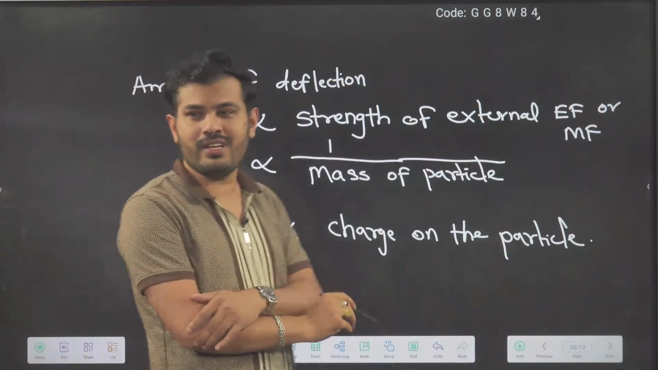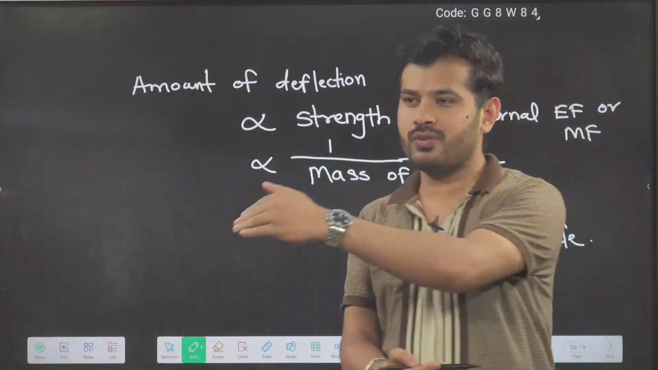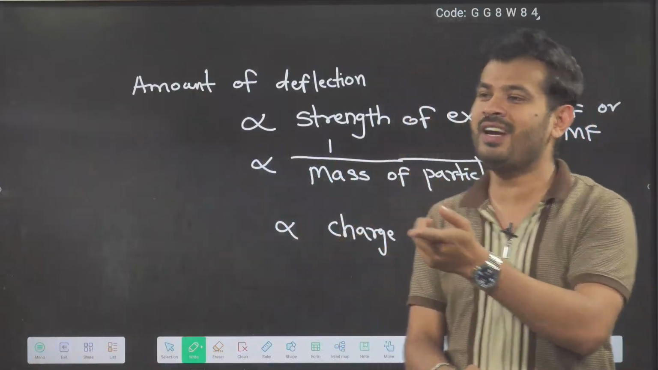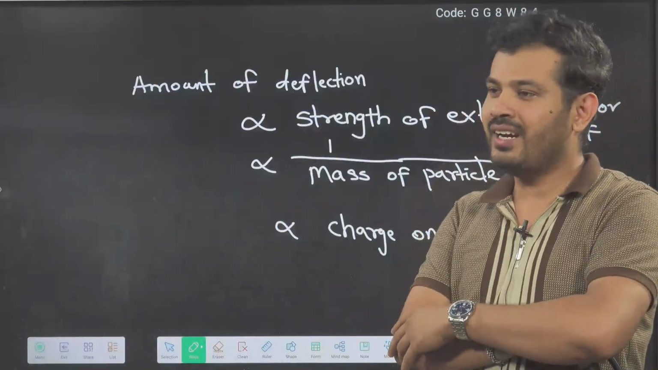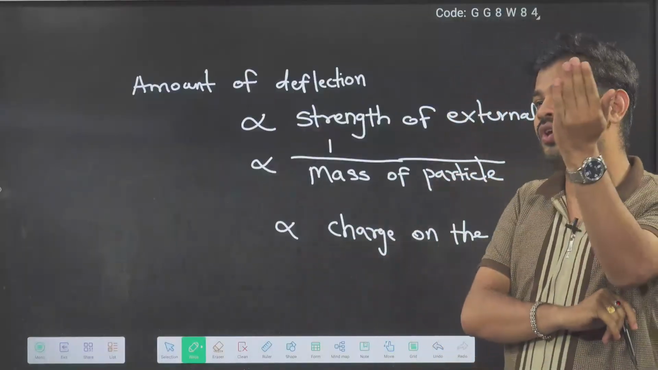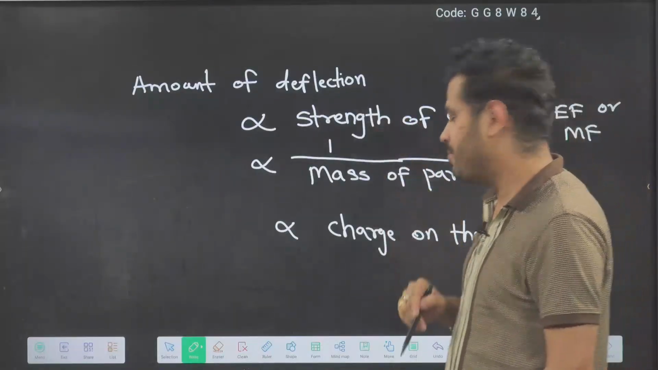If you remember in the experiment, the cathode ray will start from the cathode and go towards the anode, but if an electric field or magnetic field is there, it gets deflected. How much will it deflect, more or less? It depends on these three parameters.